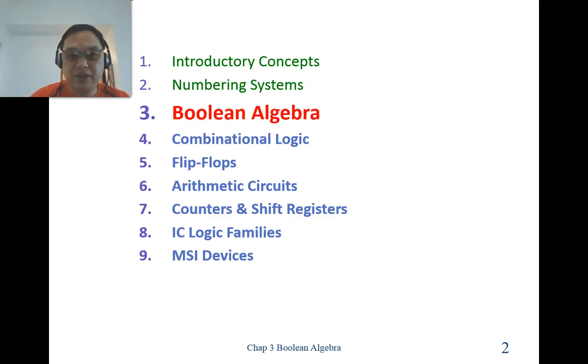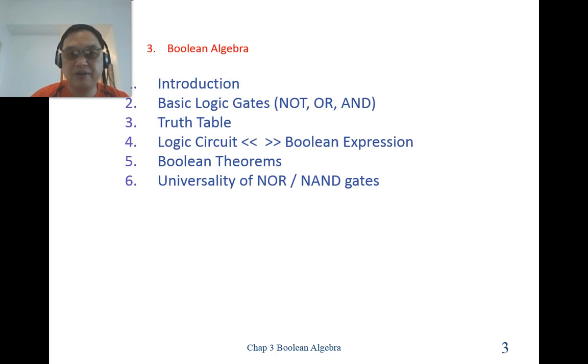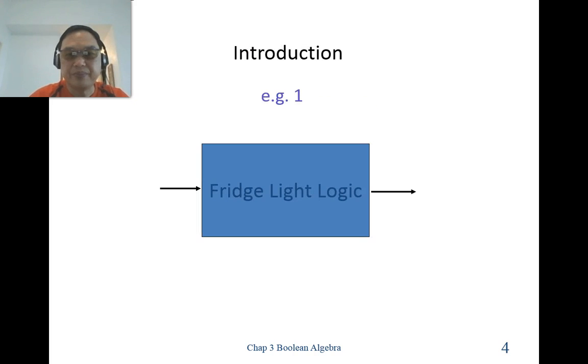Let's start with chapter 3, the Boolean algebra. We will cover a lot of things for chapter 3: the introduction, and some basic logic gates, NOT gate, logic OR, logic AND, some truth tables. We look at some Boolean expressions and some Boolean theorems as well. And we also look at the universal NOR gate or NAND gate. All right, this is such a long chapter. We have a look at that.